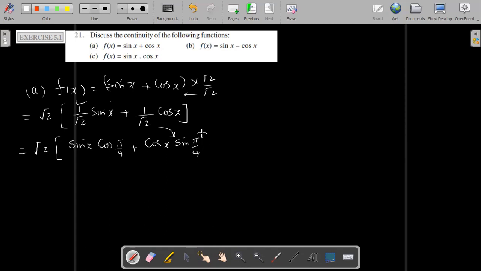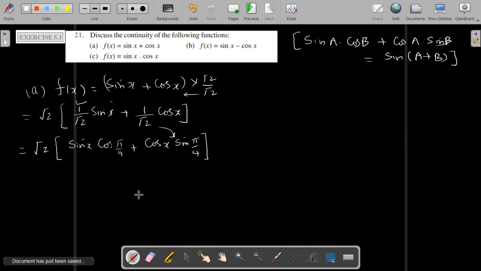Pi by 4. Why am I writing it like this? Because you remember the class 11 formula, sin A cos B plus cos A sin B: on the left side sin and cos both are there, and on the right hand side you will get only sin(A plus B). Only in this way can we convert into one single trigonometrical ratio, and then we can see its continuity. So that's why we have converted. Now this is sin(x plus pi by 4), 45 degrees.